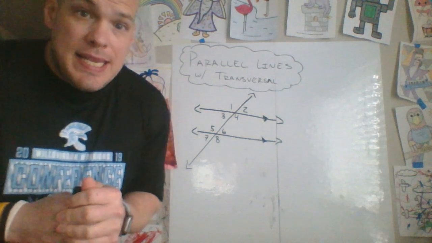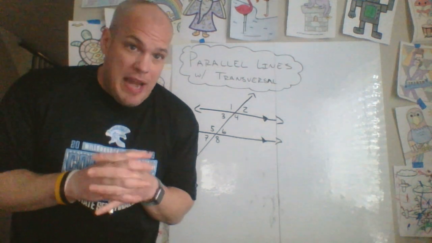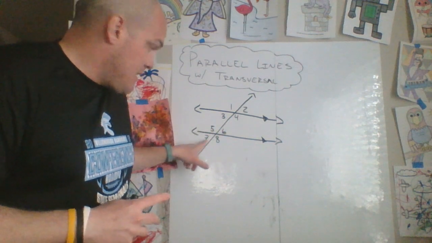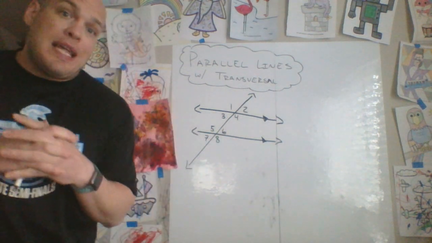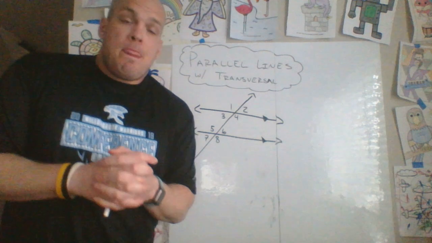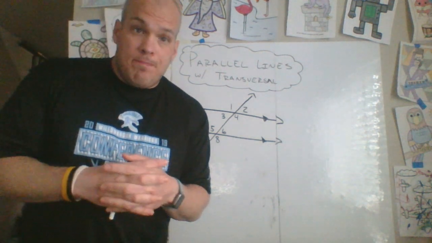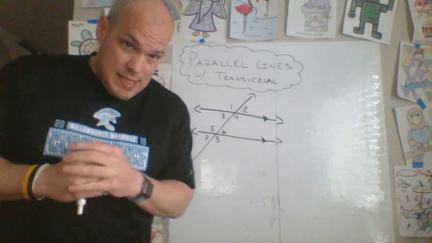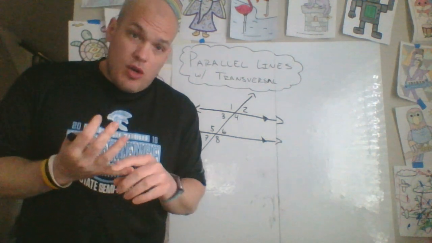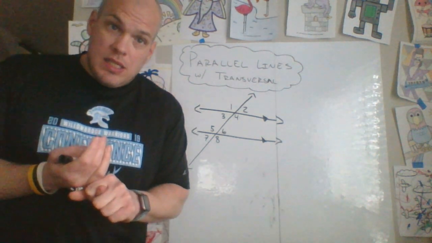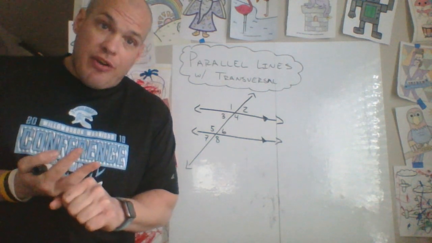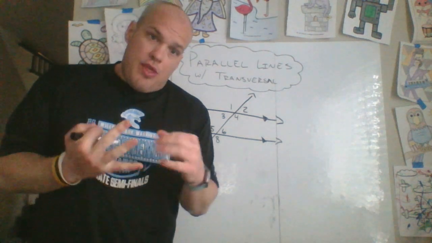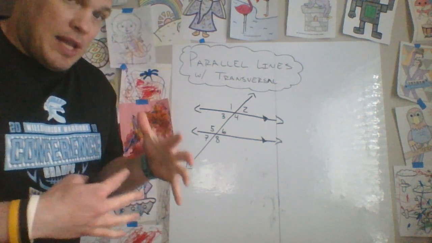Now, what happens is that this creates 8 different angles. We have angle 1, 2, 3, 4, 5, 6, 7, and 8. And there's a lot of relationships that are there. Some of these angles are vertical. Some of them are adjacent. And the 3 new ones that we have to cover are corresponding, alternate interior angles, and alternate exterior angles. Those are the 3 new angle relationships.